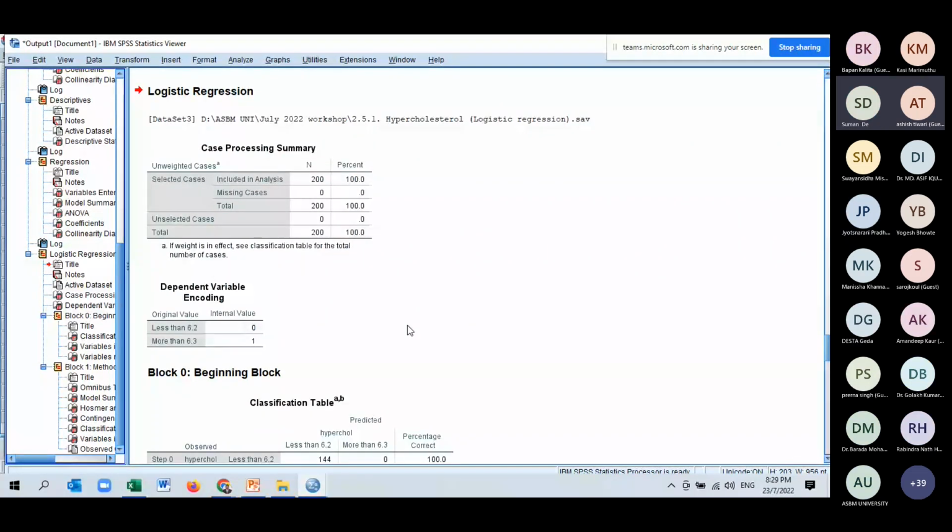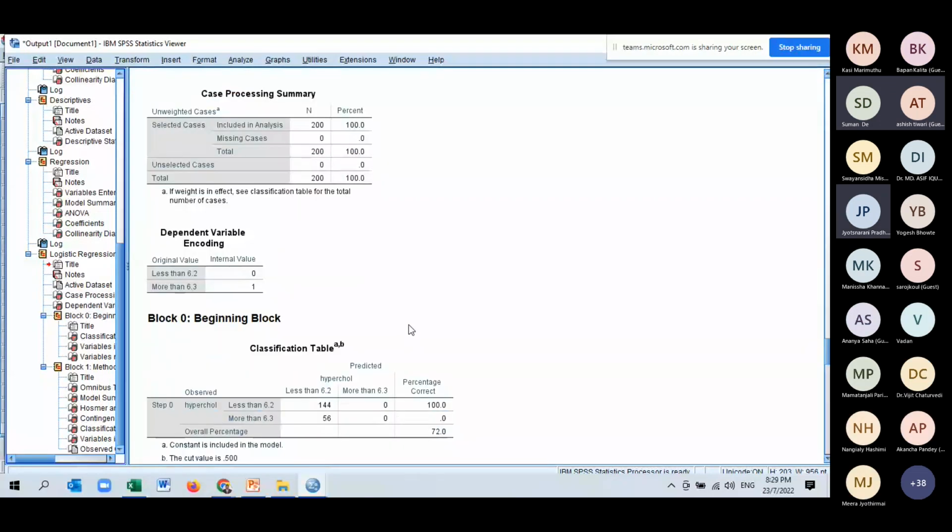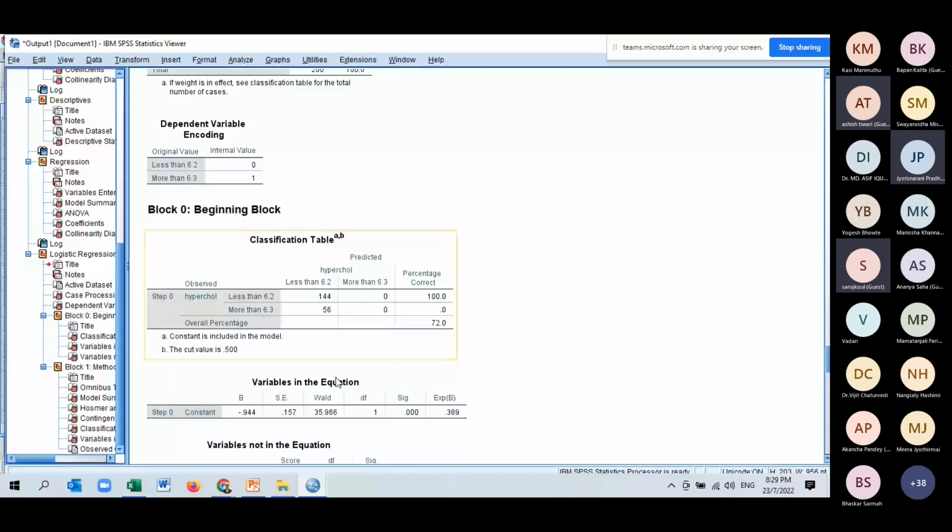Before we move on, we also need to know the average age of the two groups of people: less than 6.2, what is the average age, and more than 6.3, what is the average age of that group? We are interested in their descriptive statistics. The results show that 144 candidates were less than 6.2, and 56 candidates in the study were more than 6.3.